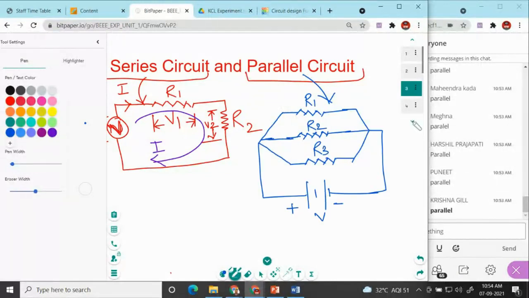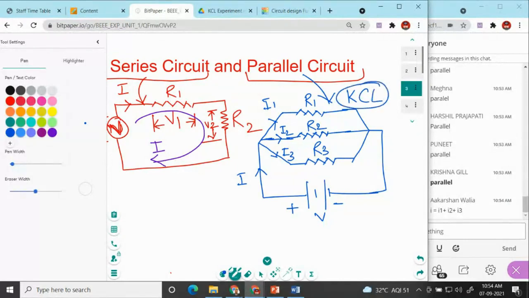in parallel. So right here, which current is flowing? This main current is I, and this current is going to be divided across the branches. Okay, and voltage remains the same across R1, R2 and R3. Okay, so when you want to calculate Kirchhoff's current law, you have to use this parallel circuit. When you want to calculate the voltages, you have to use KVL, okay, across a series circuit.